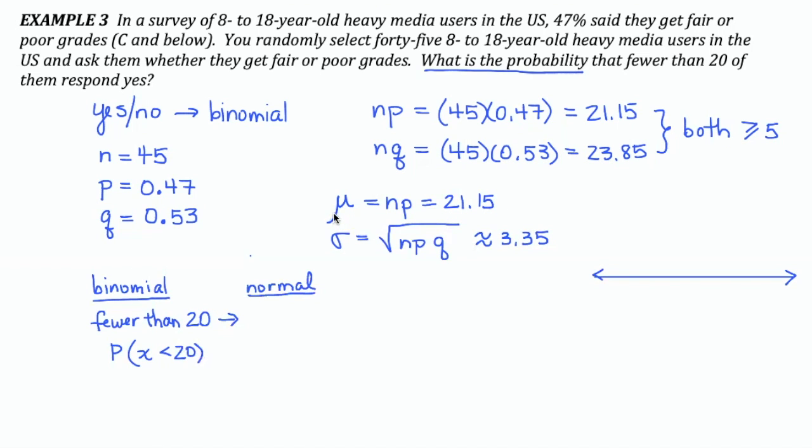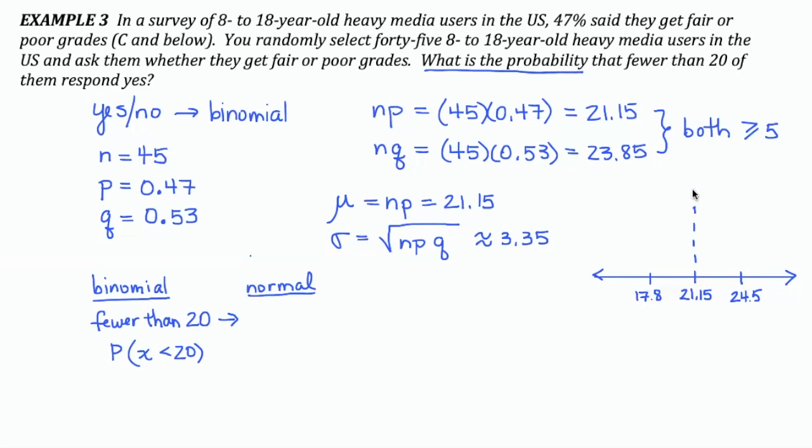The mean is always the middle of the normal distribution. So I'm going to put 21.15 in the middle of my number line. That's going to be where my line of symmetry and my peak are located. And then my standard deviation is 3.35. So I'm going to add that as I move to the right. So if you add that on to 21.15, you get 24.5. If you subtract it from 21.15, you get 17.8.